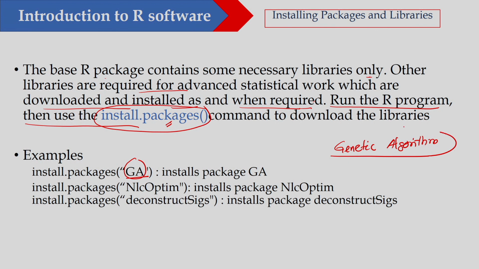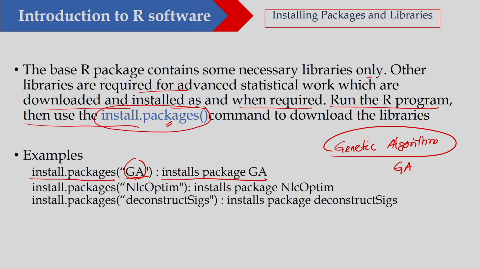So, what is the name of this particular package? The name is GA. So, what you have to do? You have to write this particular command, that is install.packages, and within quotes you write GA, and this will install GA on your computer.